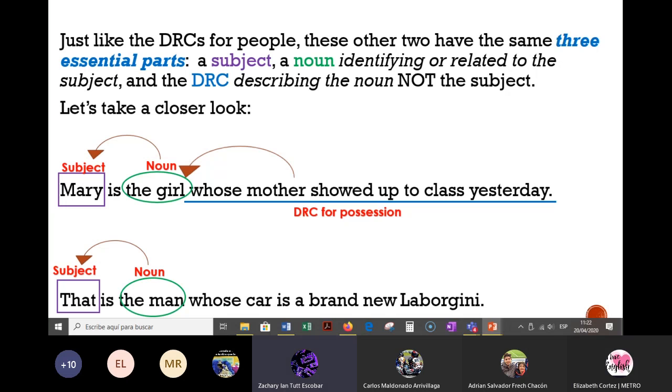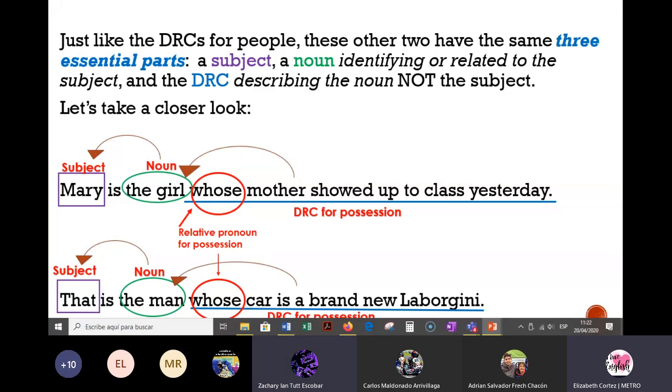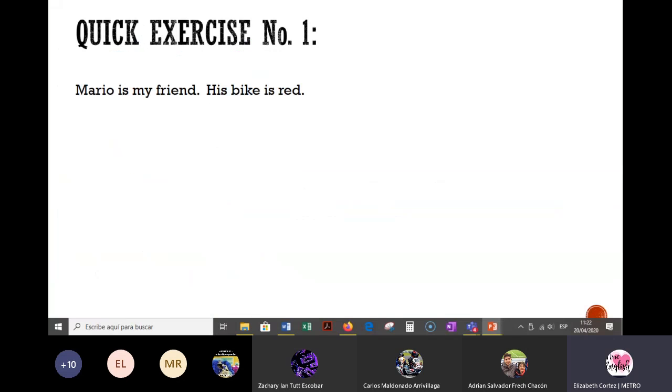Whose car is a brand new Lamborghini? Lamborghini, correct. And that is a DRC for possession. How do we know these two sentences are DRC for possessions? Because we have the relative pronoun whose. Whose, not who. Whose.